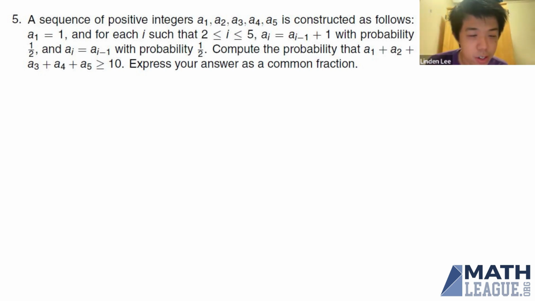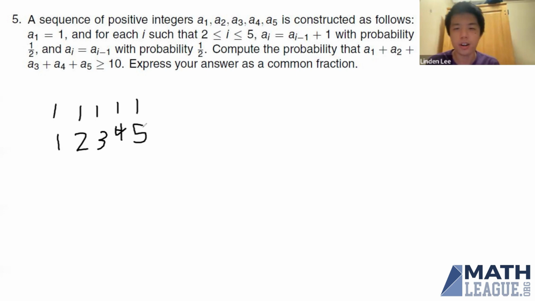Okay, what do we see? We see that we have a sequence of 5 numbers, and these numbers are either going to increase by 1 or stay the same each time. So for example, in our worst case scenario, our sequence is 1, 1, 1, 1, 1. And in our best case scenario, where every integer increases by 1, we get a sequence like 1, 2, 3, 4, 5. And what we want is the probability that the sequence has sum at least 10. You can see that in the first case, the sum is 5. And in the second case, the sum is 15.